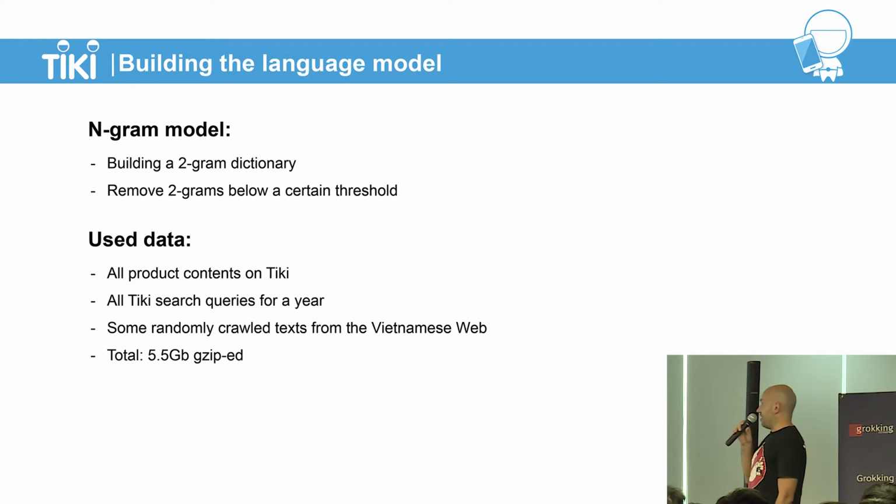So we call it n-gram model. It's a standard approach to build these language models, and it tries to predict the probability to observe the word given a certain context of words before and after it. So how do we build it?